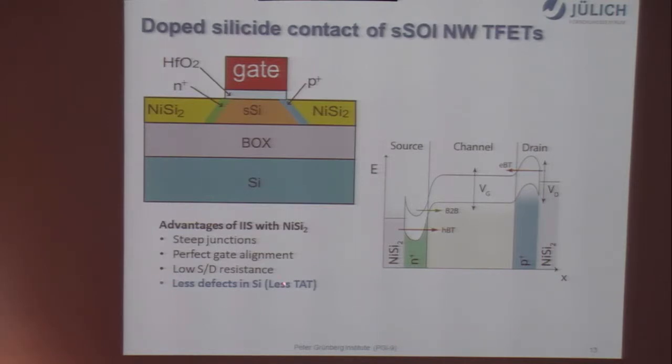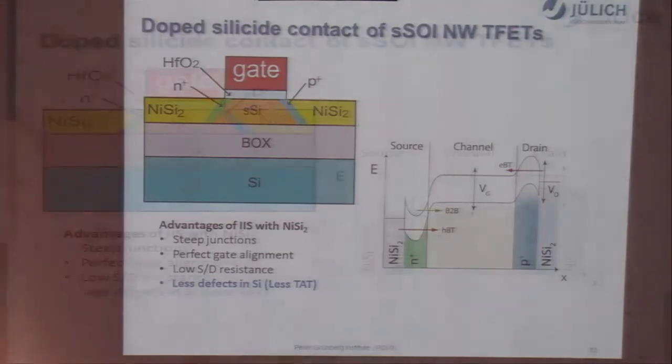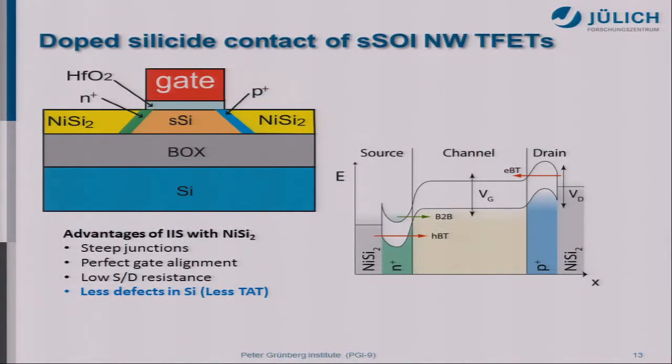And the most important advantage is this one, because we do the ion implantation into the silicide, not directly into the silicon. This means we can create fewer defects in the silicon in the junction. This means we can also maybe suppress the traps internally.